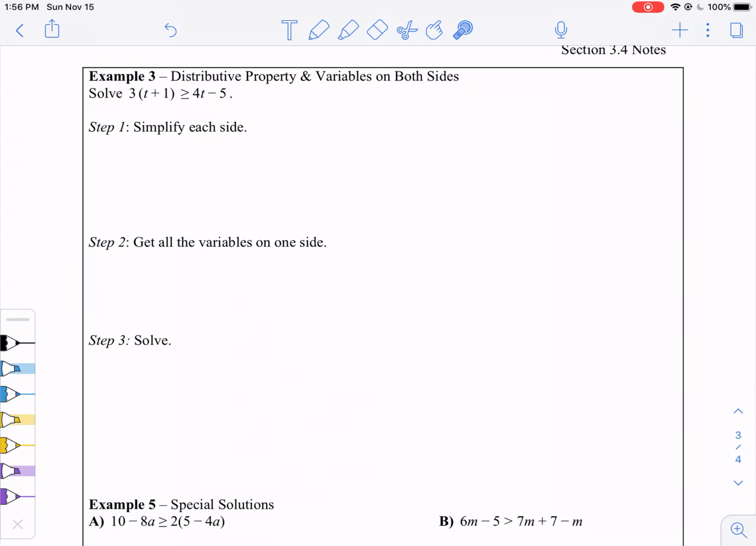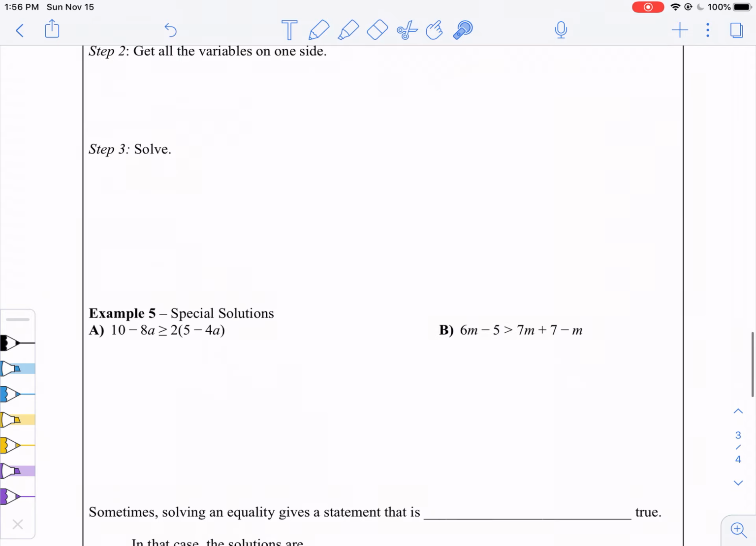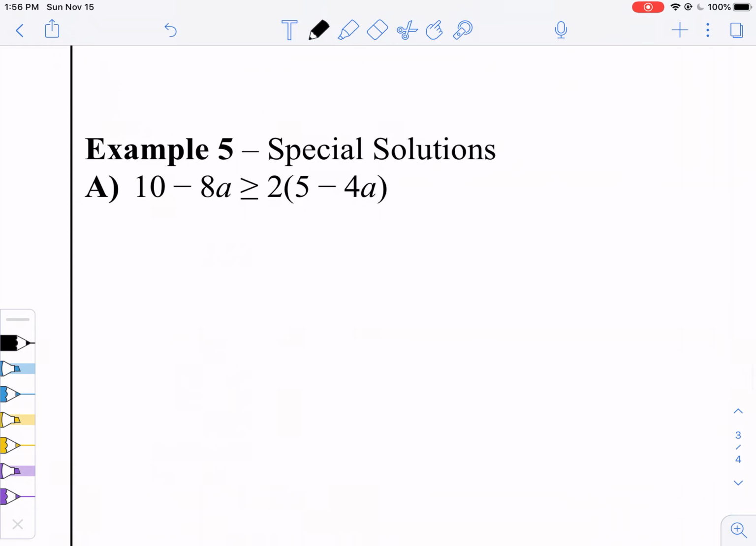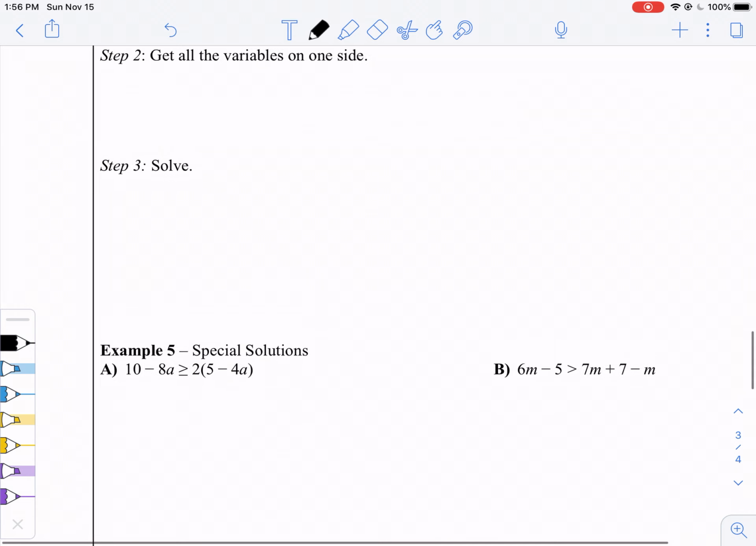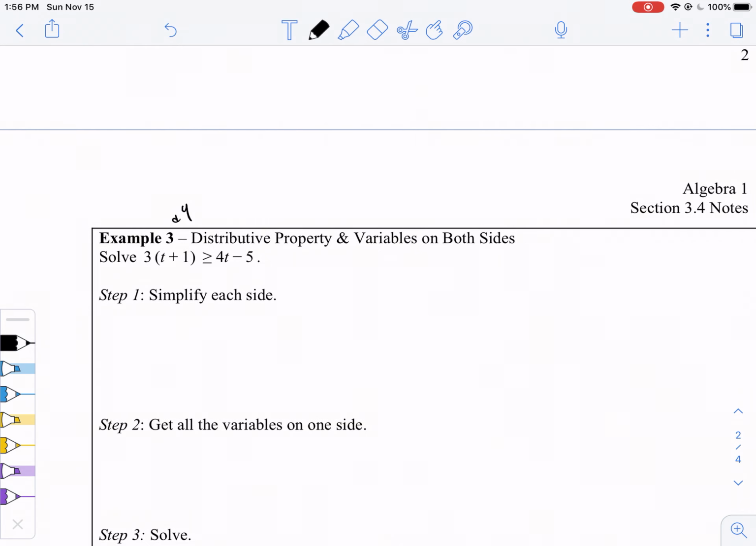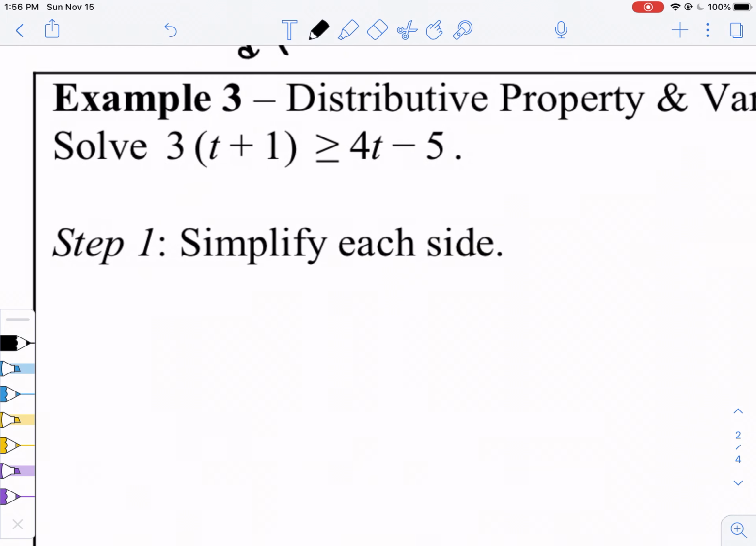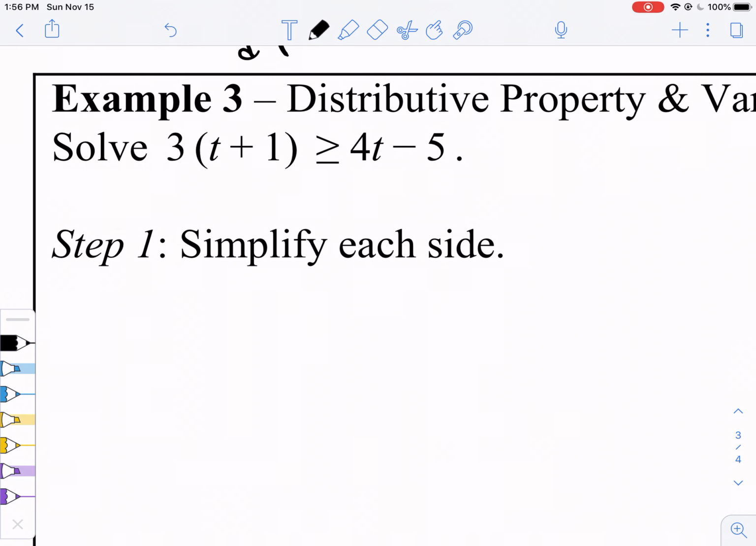Oh, but you guys, I struggled. This should be example 4. Well, strictly speaking, this is example 3 and 4 at the same time. So here you go. So what happens if we have a really complicated inequality? Well, guess what, guys? It's the same thing as having an equation. All we want to do is simplify each side.